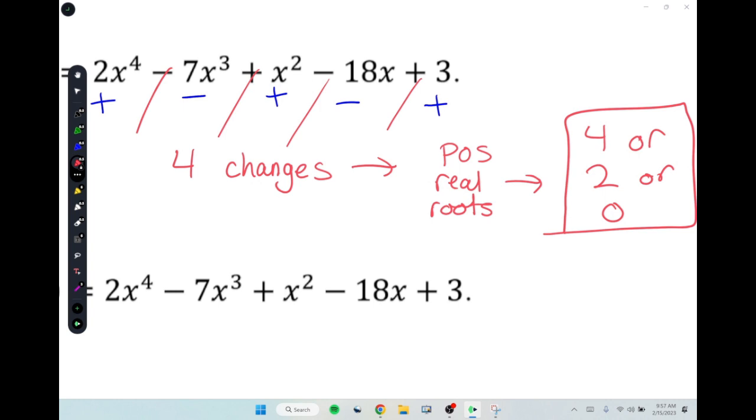You also have 2 imaginaries. I don't care what they are. They're plus or minus square root of -4. Who knows what they are?